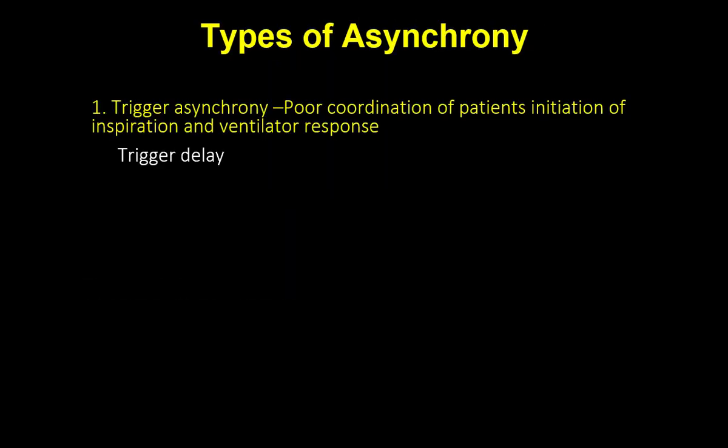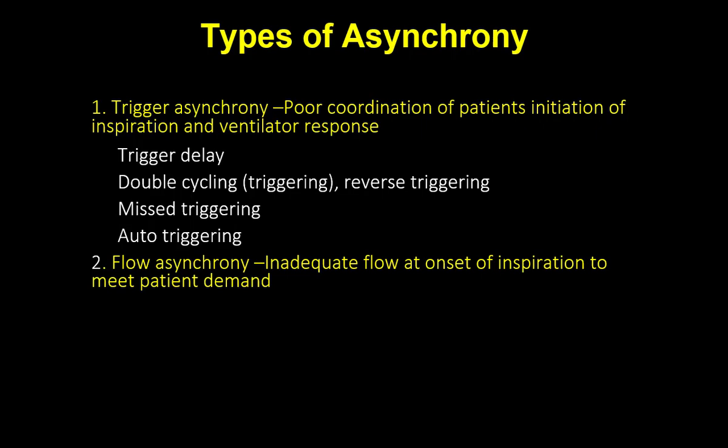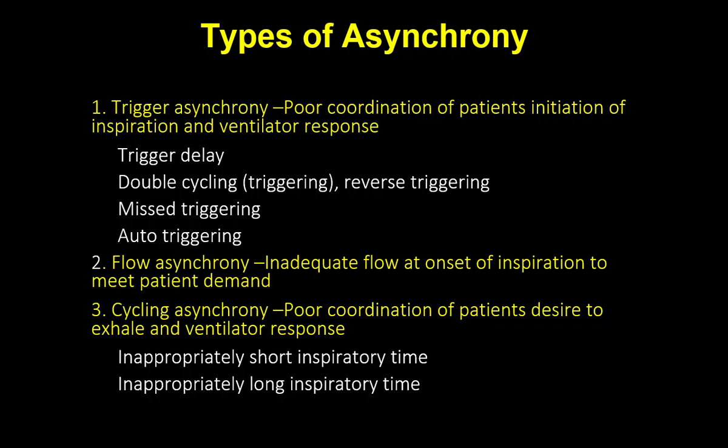So, types of asynchrony. First of all, the first phase was trigger. So first, trigger asynchrony. There can be different types of trigger asynchrony: trigger delay, double triggering, miss triggering, auto triggering. Second is flow-related asynchrony, where flow is not enough to meet the patient's demand. Third, cycling asynchrony, where there is poor coordination between the patient's desire to exhale and the ventilator's opening of the exhalation valve. So these two are asynchronous. This is because of an inappropriately long or an inappropriately short inspiratory time. Both can lead to cycling problems. And finally, inappropriate mode: the patient requires something else and you have given a totally different mode.